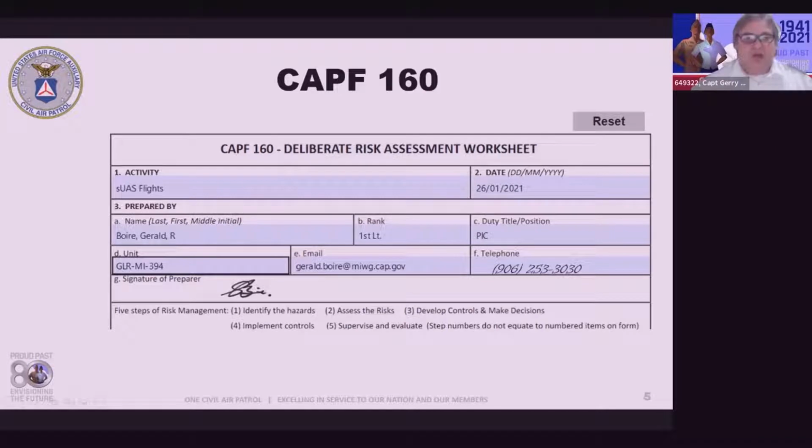Okay, so when it's filled out, it looks something like this. My activity, SUAS flights. The last time I updated it was the 26th of January when I was out in Florida. I recognized a risk, so I put it in. Prepared by, I put my name. At the time, I was only a first lieutenant, so I should actually redo that.